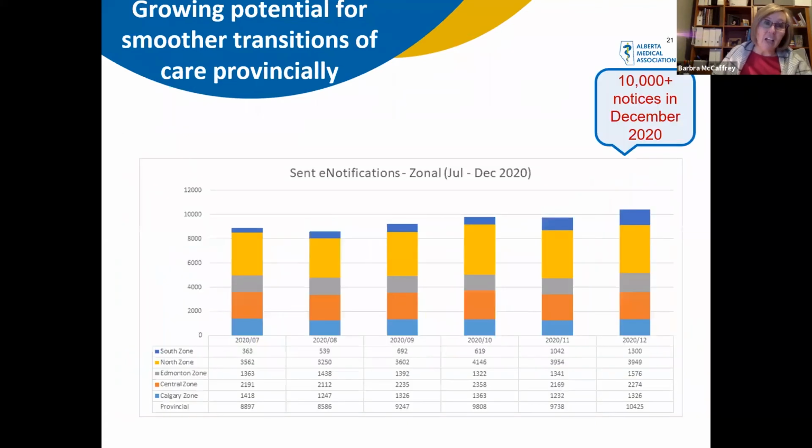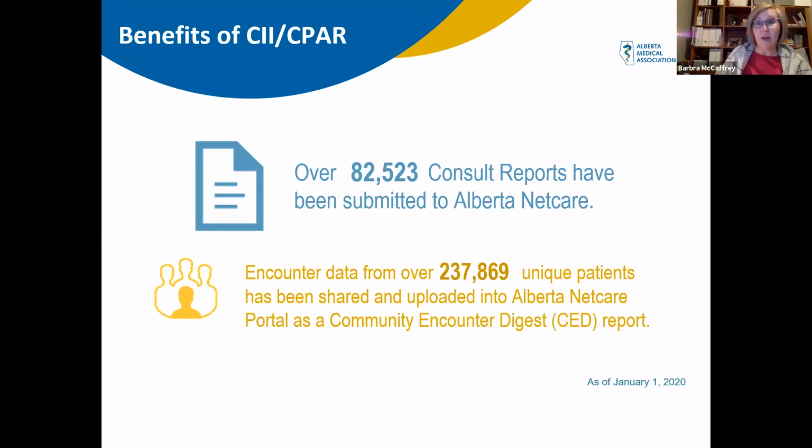Next, let's look at the actual data. This shows actual e-notifications sent out between July and December 2020. The colors represent the distribution by zone. In December of 2020, within that month, over 10,000 e-notifications were sent out to physicians participating in CPAR as an opportunity for a smoother transition of care so that they could follow up, if appropriate, with those patients. In this calendar year, we should reach 1 million Albertans in CPAR. That's a lot of potential for transitions of care.